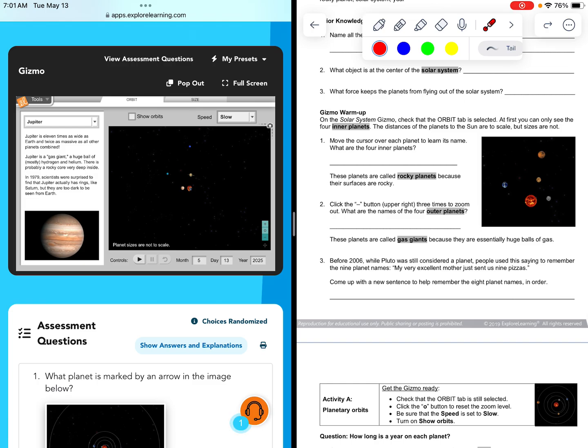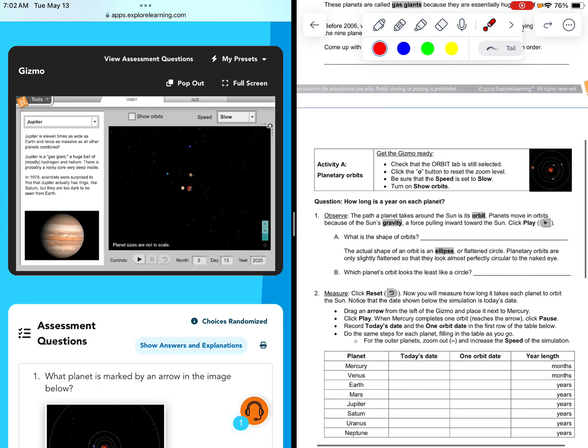Then for question 3, before 2006, while Pluto was still considered a planet, people used to use this saying to remember the 9 planet names. My very excellent mother just sent us 9 pizzas, because the first letter of each word in that sentence was the same first letter as all of the planets. So now that we have dropped the pizzas, or Pluto, I would like you to come up with a new sentence on your own to remember the 8 planets in order. So go ahead and do that. You're working with a partner on this. Once you've got those done, we're going to go on to activity A.